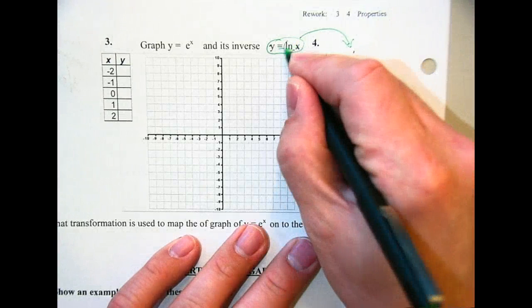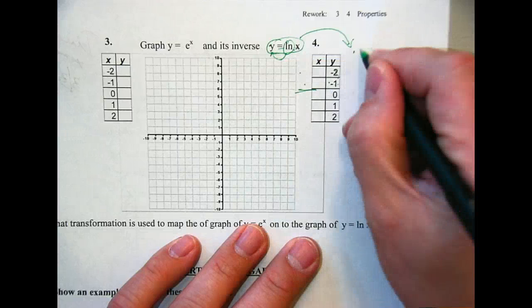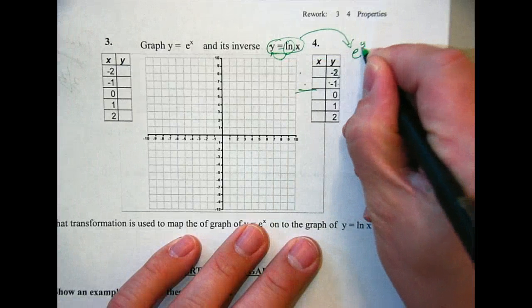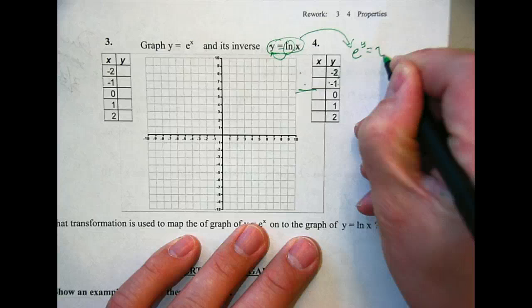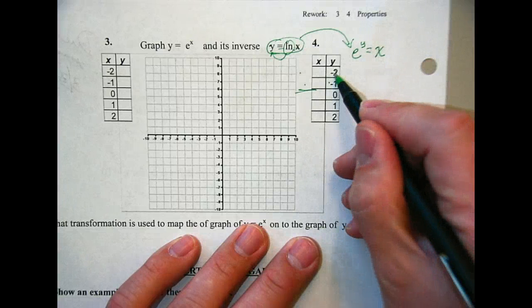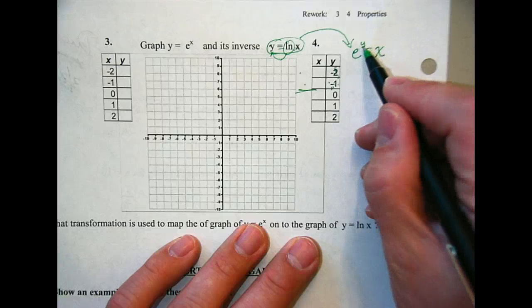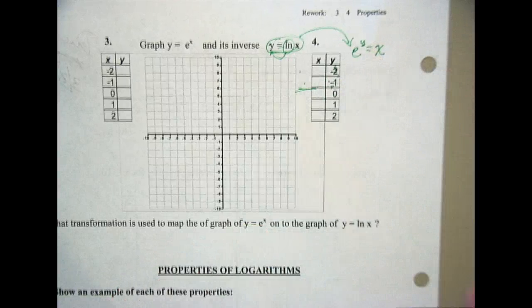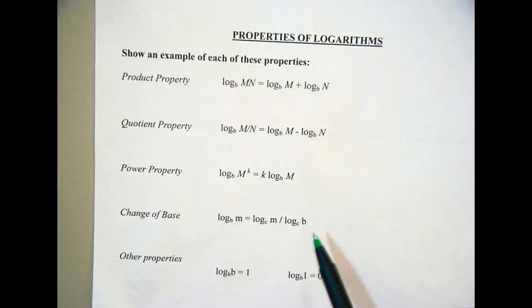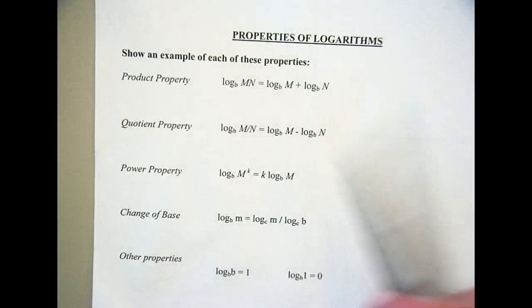Okay, rewriting it exponentially moves this over here. That becomes e to the y equals x. That is what you're putting. That's where you're putting your negative values. That'll give you solutions there. Make sure that on this part down here you actually list examples for each using numbers.